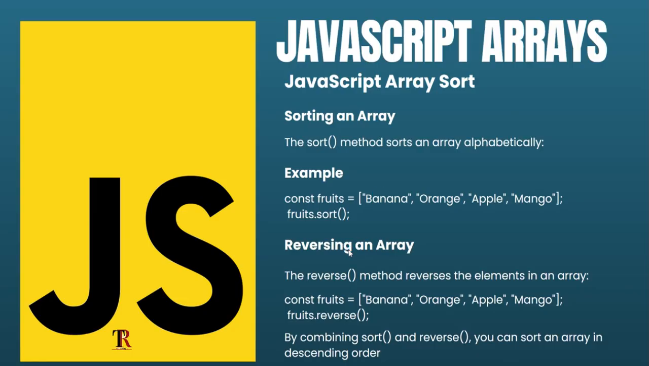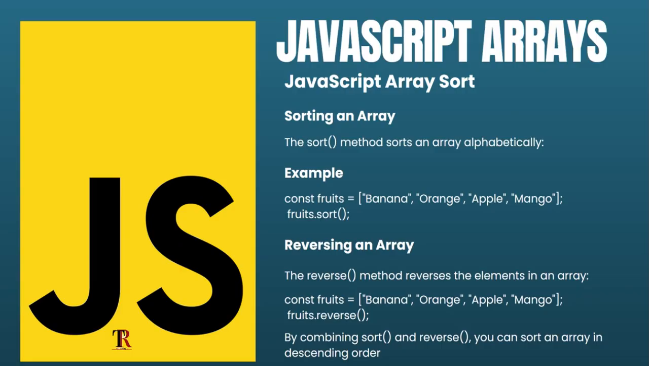Another thing is the way you can reverse an array. The reverse method reverses the elements in an array. So the reverse method is just like the opposite. It will reverse all the elements in your array. And here's an example for it. And then lastly, you have this option that you can combine both sort and reverse, which means that it can sort an array in descending order, so from the highest to the lowest. That's what you get when you combine the sort and the reverse method.